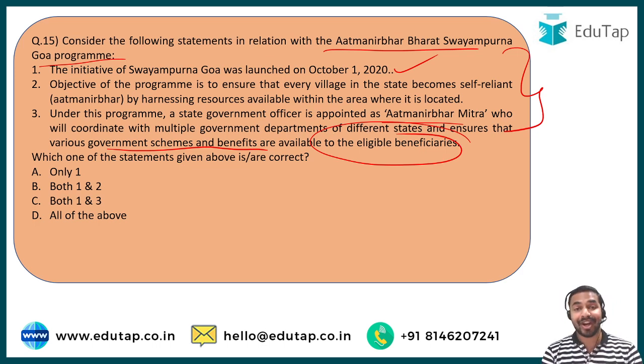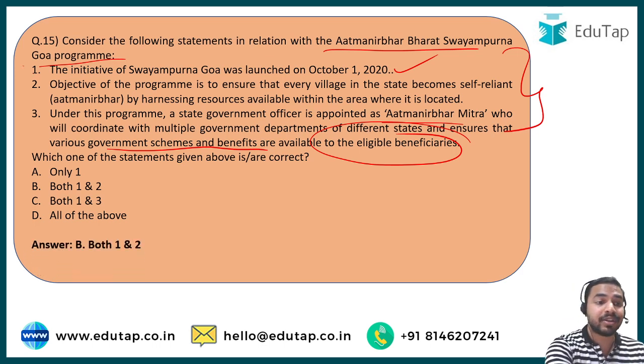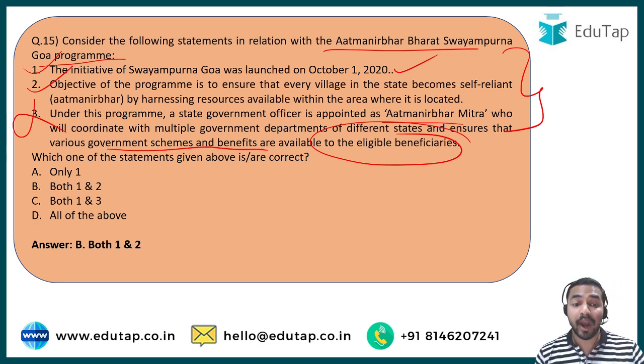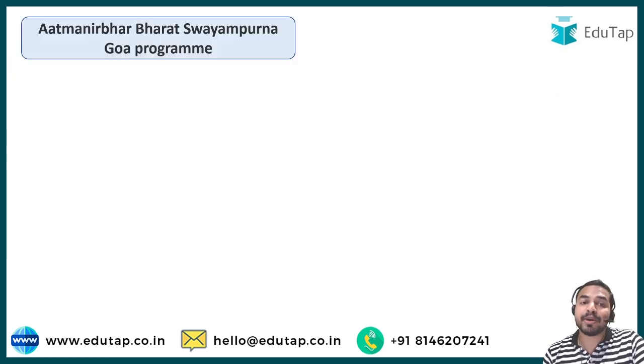And my dear friends, the right answer to this question is option B, that is both statement first and second are correct, and the third statement is incorrect. Why exactly the third statement is incorrect, we are going to discuss in the upcoming slides. See, why was the Atmanirbhar Bharat Swayam Purna Goa program in the news? Because recently Prime Minister Narendra Modi interacted with the beneficiaries of this particular program.